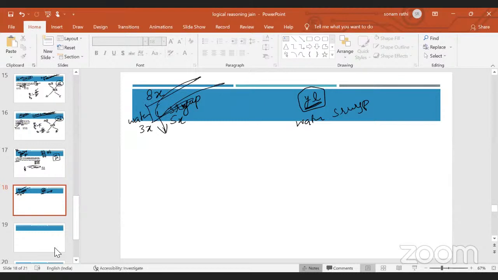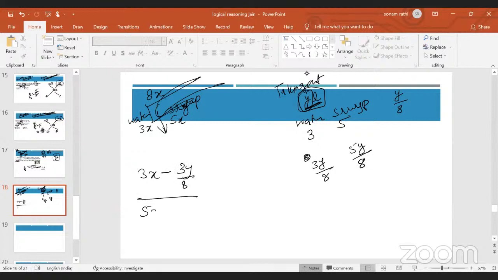So it means this is also in the 3:5 ratio. Divide this into 3:5 ratio. So y by 8 into 3, so 3y by 8 and 5y by 8. Yes or no? Please tell me. So y liters taken out will have 3y by 8 water and 5y by 8 syrup, subtracted. So it means 3x minus 3y by 8 upon 5x minus 5y by 8.